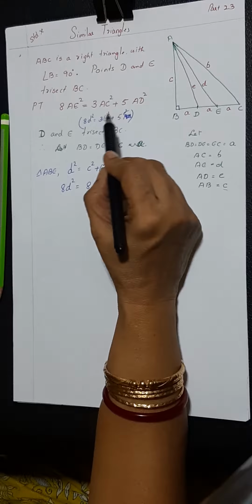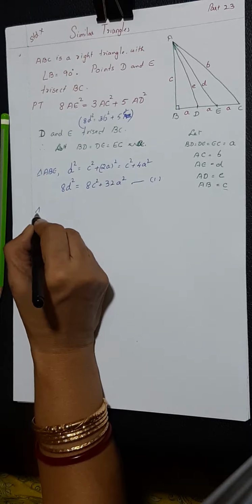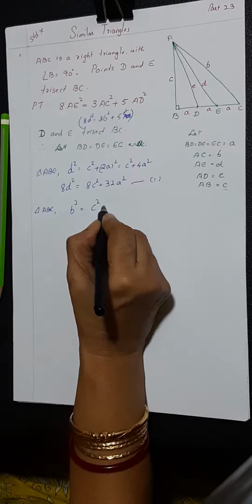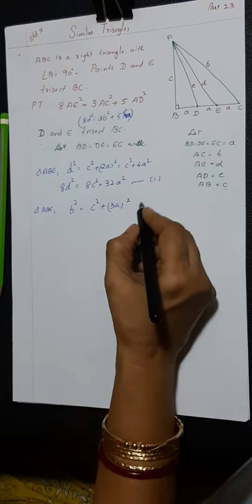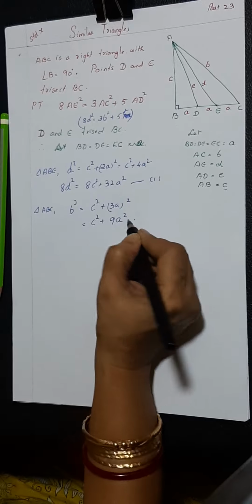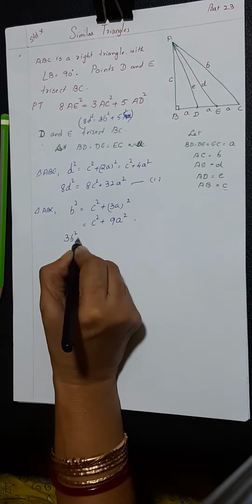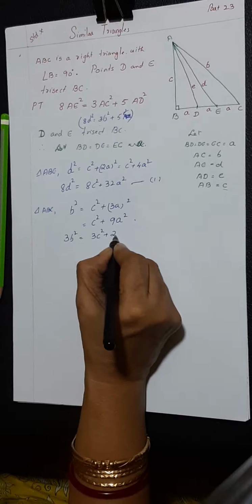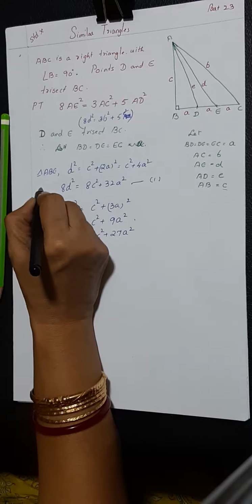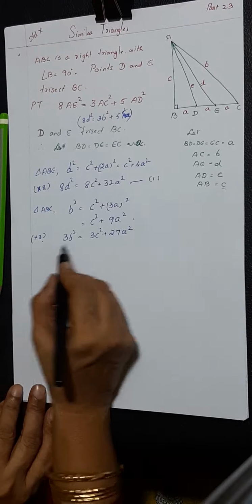Now we need AC squared and AD squared. So AC squared, we can write this as in triangle ABC, AC squared is equal to BC squared plus 3A the whole squared. So that is equal to BC squared plus 9A squared. So we need 3AC squared, so multiply by 3. So 3BC squared plus 27A squared. So this is equation 2.